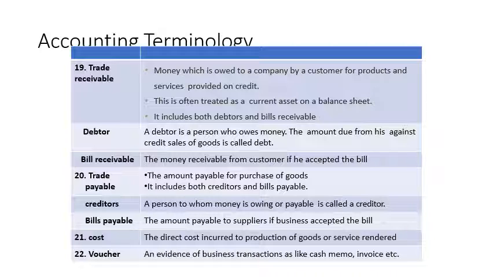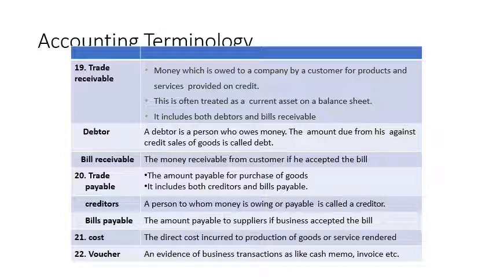The next one is bills receivable, which means money is receivable through a bill. In case it is not received, the bill can be considered as proof. So we can say money can be received through bills or money cannot be received through bills. So the chances of loss lie only with the debtors, not with the bills.